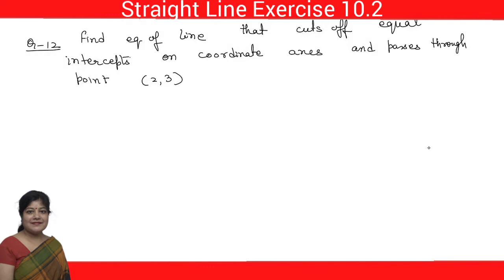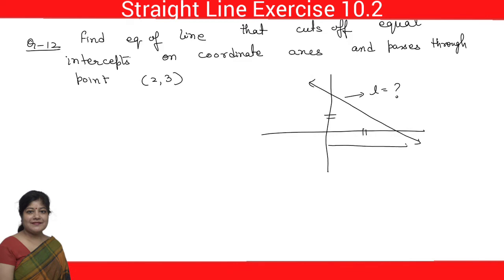See, find the equation of a line that cuts off equal intercepts on the coordinate axes. For example, this is a line. We have to find the equation of this line. It cuts equal intercepts. That means the length of this and the length of this are equal. Let it be A, let it be A. This line passes through the point 2 comma 3. This is the question.